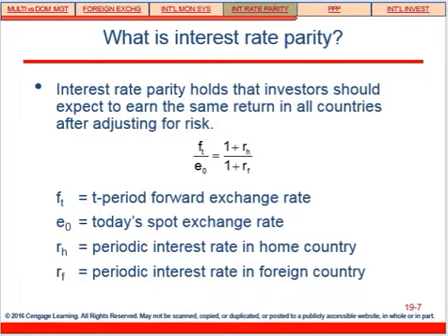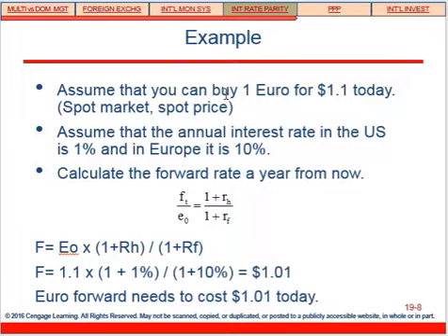Now, what do I mean by that? Let's take euros for example and assume that the spot price of the euro is 1.1 US dollars. So you give 1 euro, you will get 1.1 US dollars, or vice versa. You give 1.1 dollars and you get 1 euro. Now assume that the annual interest rate in the US is 1% and in Europe it's 10%. Now let's calculate the forward rate a year from now.